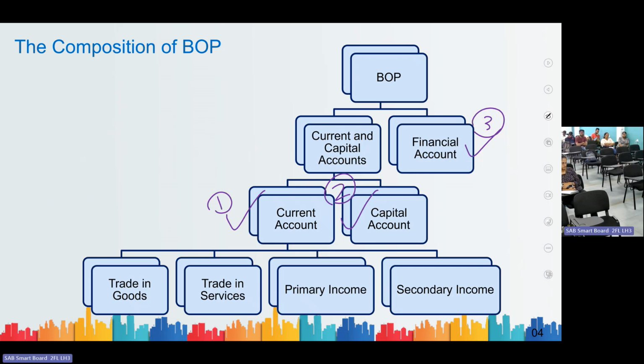Usually, the current account and capital account are reported together. We show the current account and capital account together and the financial account separately. If you observe the central bank annual reports, you see the current account and capital account details are summarized in one table, and financial account details are summarized in another table. So that is why we have this kind of categorization. Current and capital accounts are two separate accounts, so altogether there are three basic accounts. But when it comes to reporting, the current account and capital account are reported together.